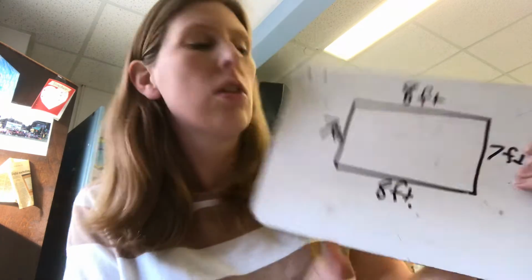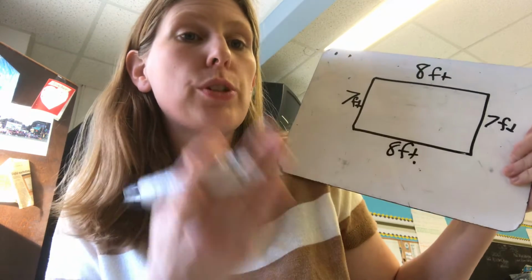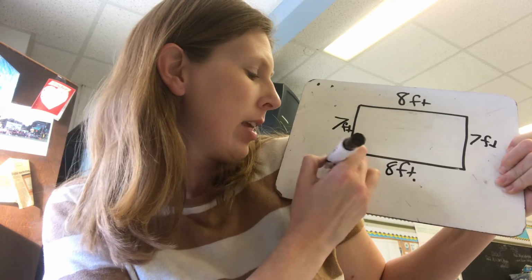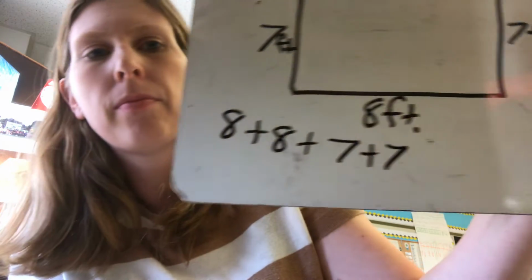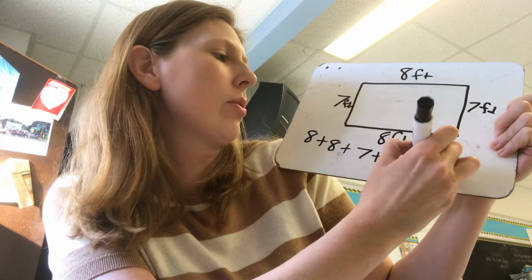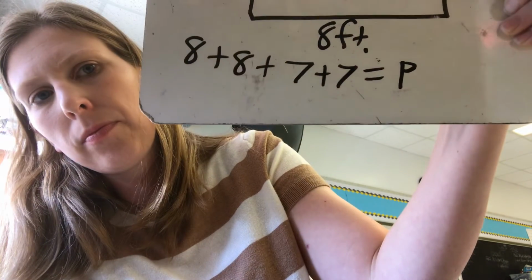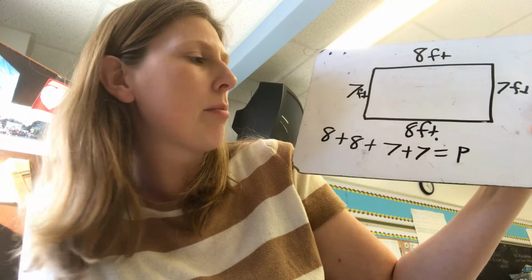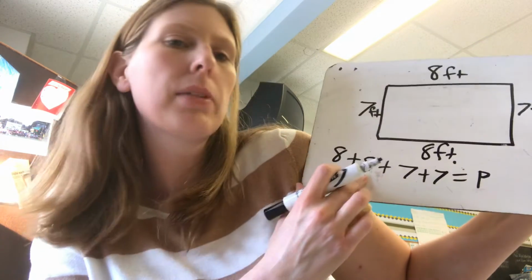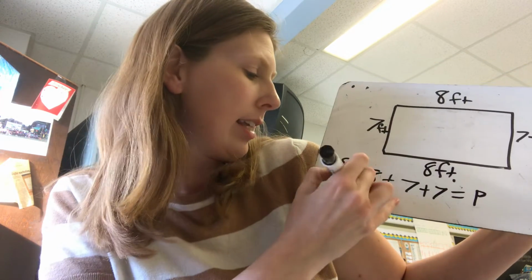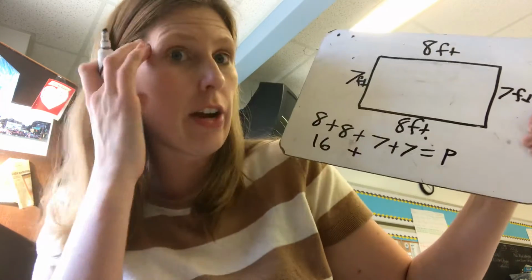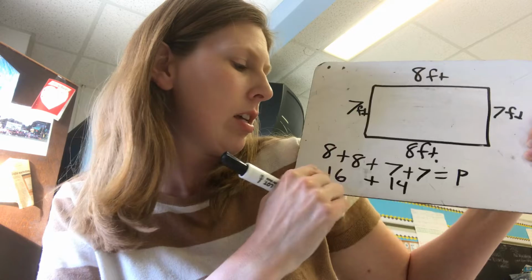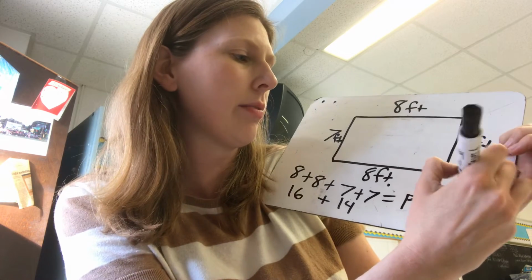I'm adding them all. So I'm going to write an equation. We should be writing these equations down. 8 plus 8 plus 7 plus 7. And let's go ahead and use a variable and say that equals P for perimeter. Then I can go ahead and break that down. 8 plus 8, we should know that in our head, that's 16. 7 plus 7, we should know that in our head, that's 14. So now I need to add 16 and 14.